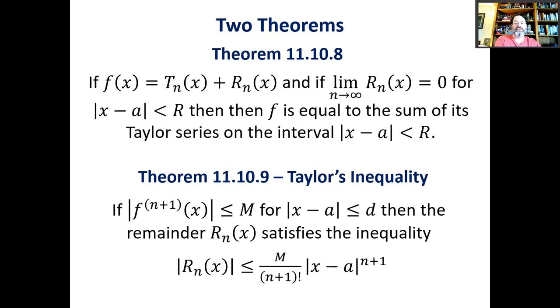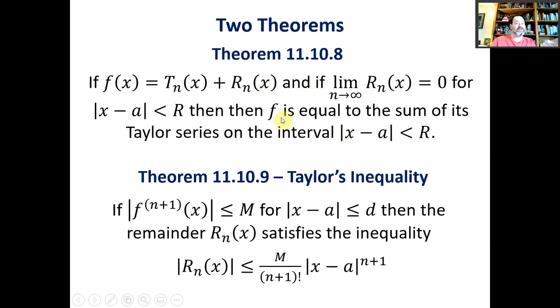All right, let's talk about 2 theorems. The first one is, if the function is the Taylor polynomial plus the remainder, well, the remainder is just a function of x. And if the limit of the remainders goes to 0, then f is equal to the sum of its Taylor series.